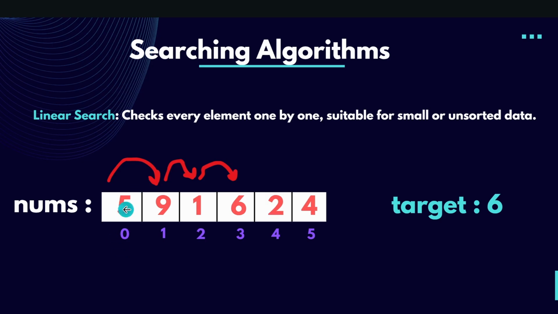At the first index we check if it is not equal to 6, so we go forward. If that is not equal to 6, we go forward. If that is not equal to 6, go forward. At index 3 we have the 6, which means if 6 is there, we are going to return true.